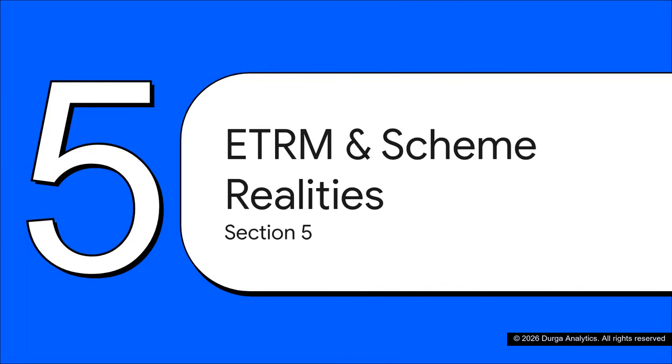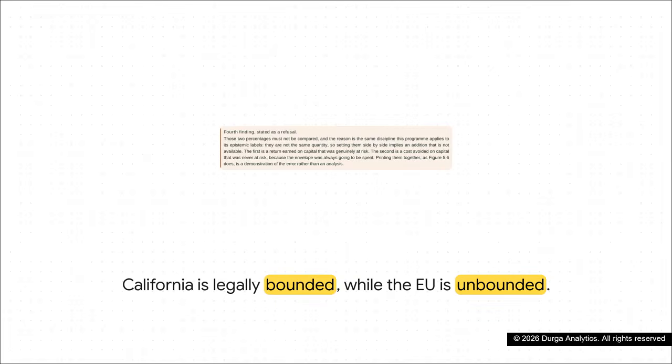Section 5. ETRM and Scheme Realities. How does this map directly into your systems? Well, your treasury strategy is going to look vastly different depending on the jurisdiction you are trading in. Take California, for example. The California Cap and Invest program is bounded. It features a hard statutory price ceiling, set at $102.52 for 2026. This acts as a computable maximum. Treasury can size the envelope once and be certain.